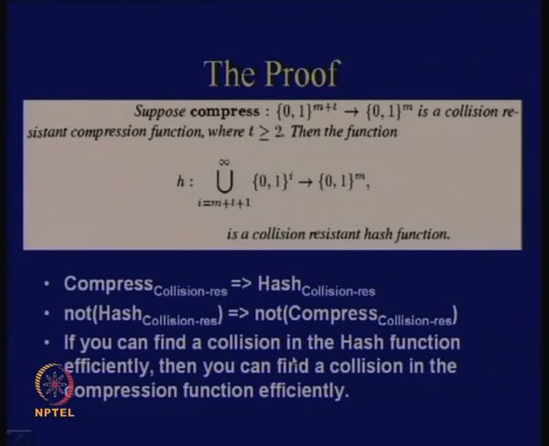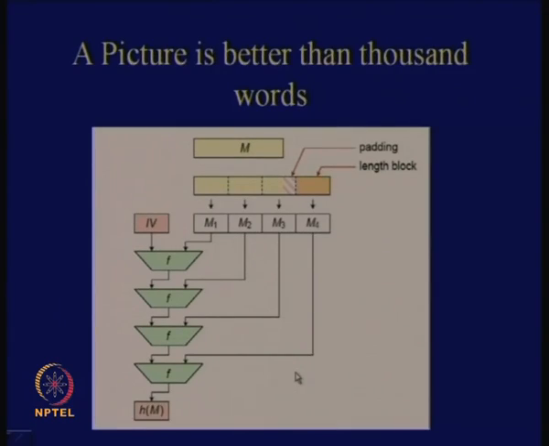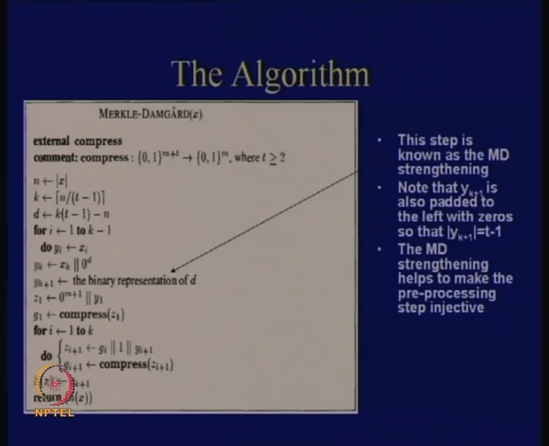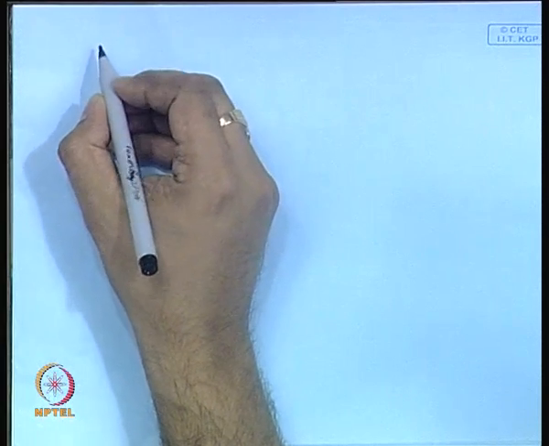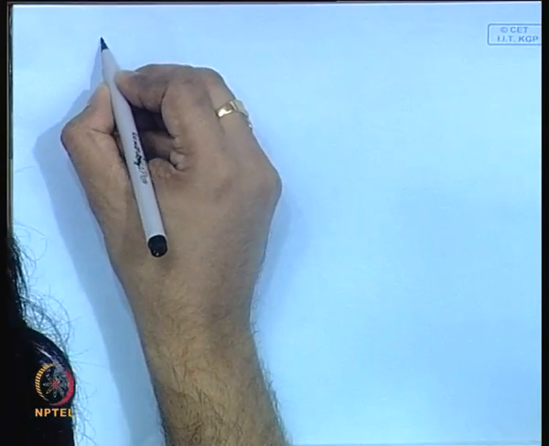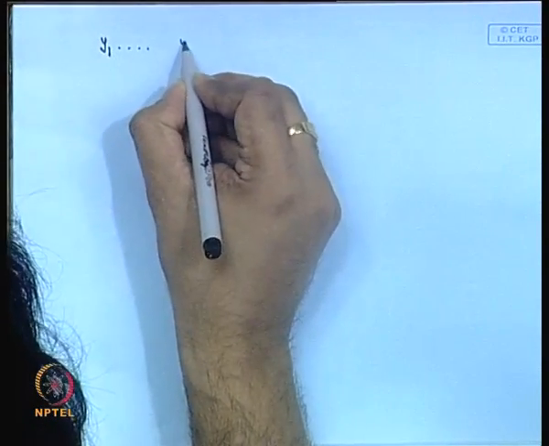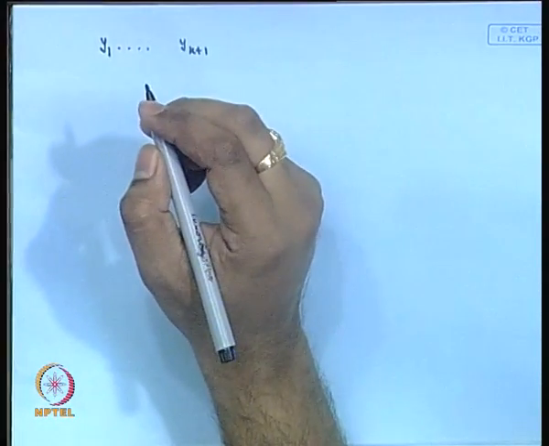Okay, so if you can find a collision in the hash function efficiently, so efficiently is again under my definition of efficiency, then you can find a collision in the compression function also efficiently. Okay, so how do we prove this? Let us go back to my algorithm and concentrate upon certain cases. Both my algorithms are essentially, I've got y1, say yk plus 1.